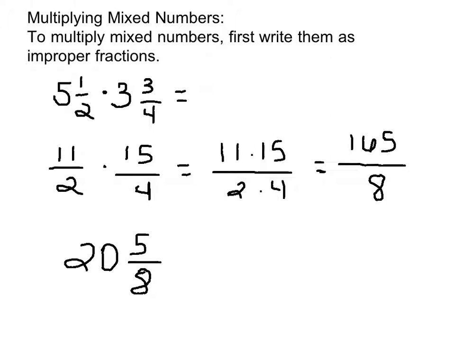Multiplying mixed numbers. To multiply mixed numbers, first write them as improper fractions. So we have 5 1/2. You can do this by taking the denominator, you multiply it by the whole number, that would give you 10, and then you add the 1. That results in the 11 here, but it's important to keep your denominator the same.